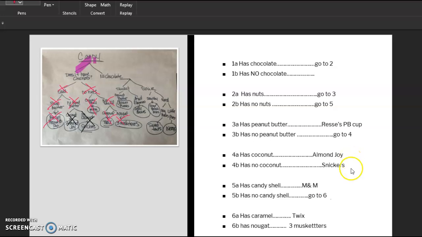You can even ask someone else to test your key for you if you want. So have someone sitting next to you look over your shoulder and see if they can go through and identify one of the organisms. That might be helpful. Okay, so go ahead, guys. Let's get started.